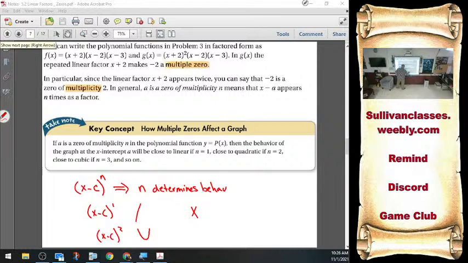If I have x minus c to the third, then it's going to have a kink in it right there like a cubic. If I have x minus c to the fourth, it's going to be kind of like a parabola, but it's got a little more junk in the trunk. Okay, all about that base. It's going to be a little wider at the base of the parabola because it's not actually a parabola. However many times the zero happens determines the behavior at that zero.